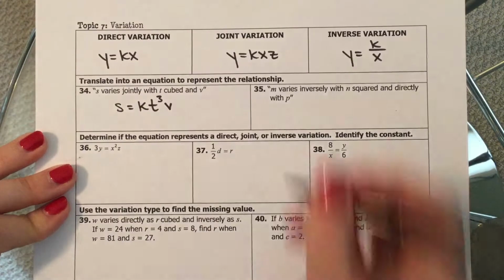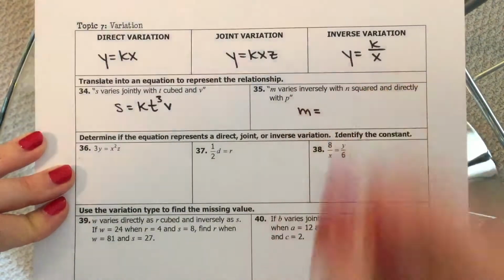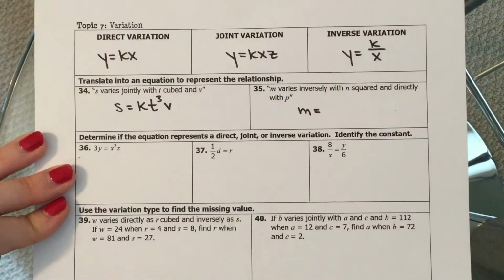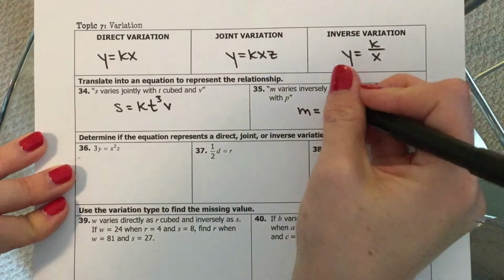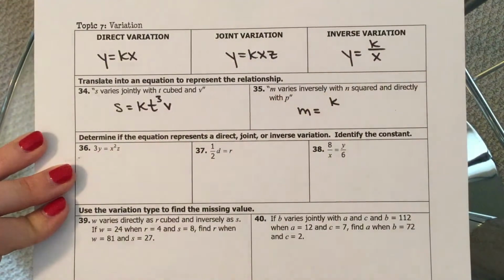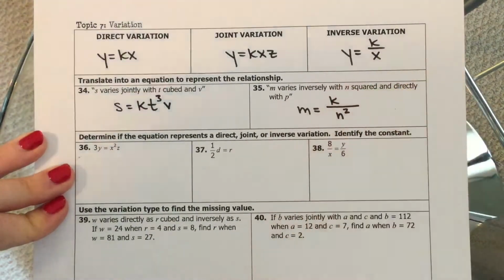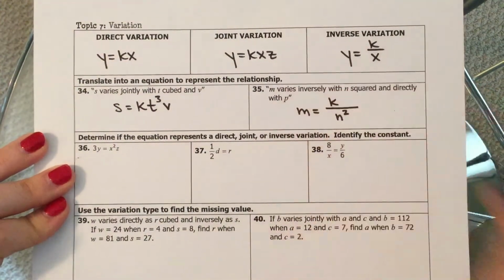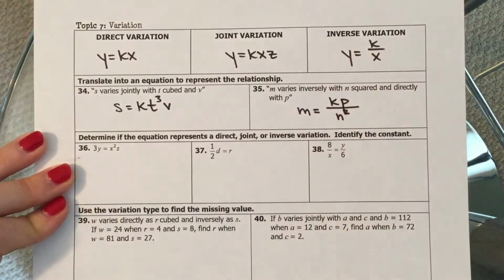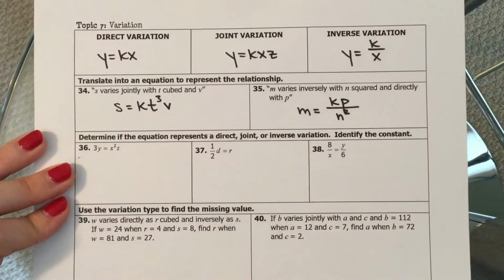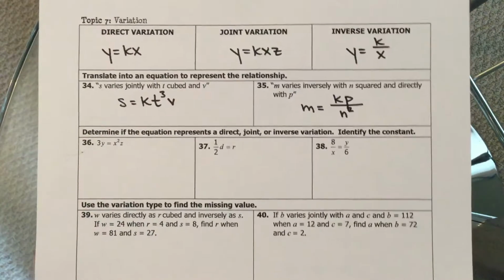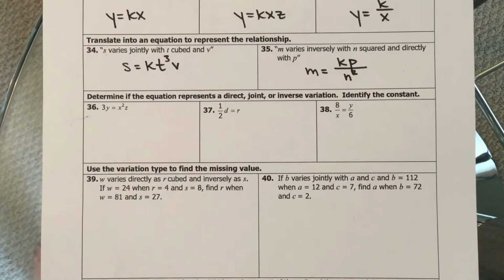Number 35, we have m varies, so that's the one that's by itself, just like the y is up here. Inversely, so you've got the k is always in the numerator. N squared is the inverse one, so that one gets divided, and then directly with p, so that means the p gets multiplied by the k. So sorry, that's a second power right there that kind of got blended in with the p. All right, it's 36, 37, 38.